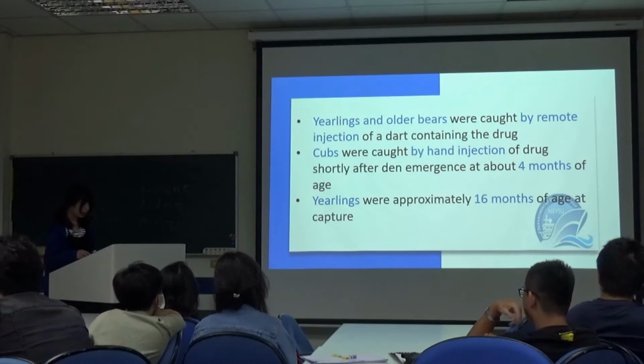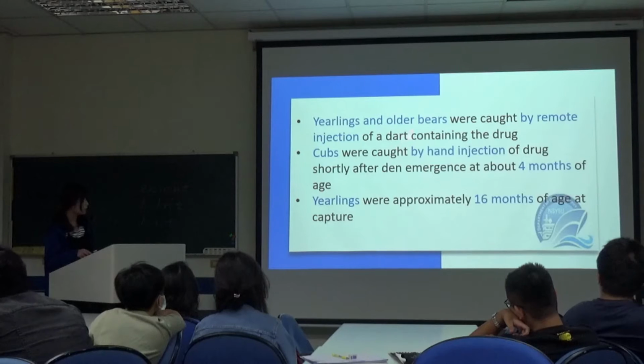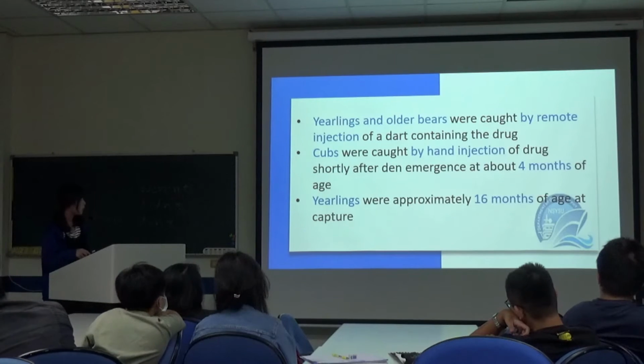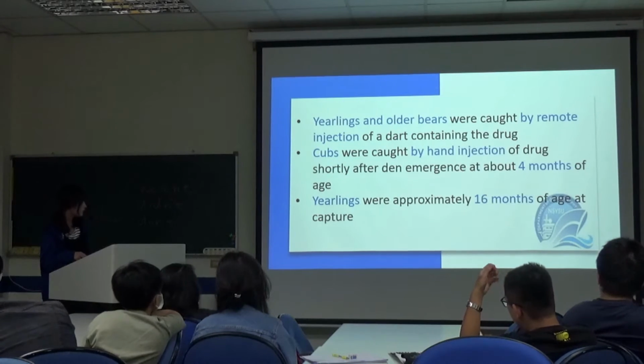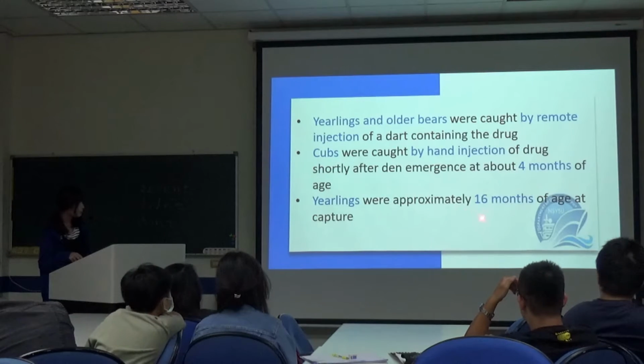The yearlings and the older bears were caught by remote injection of a dart containing the drug. The cubs were caught by hand injection of the drug shortly after emergence, at about 4 months of age. The yearlings were about 16 months of age at capture.